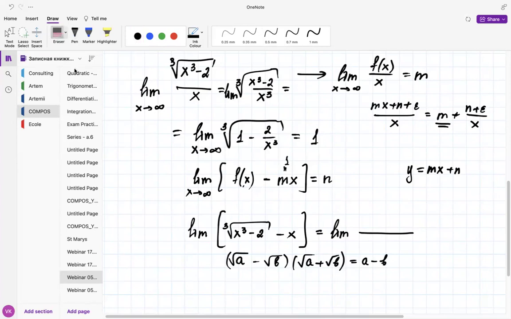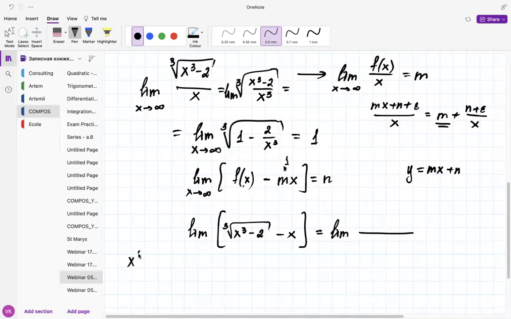For the cubical root, it's a little bit different, and we will use another formula. Let me remind it to you. I'll start from here. So imagine you have the difference between two cubes. Who remembers how we can factorize this expression? Any ideas? Does anyone remember?